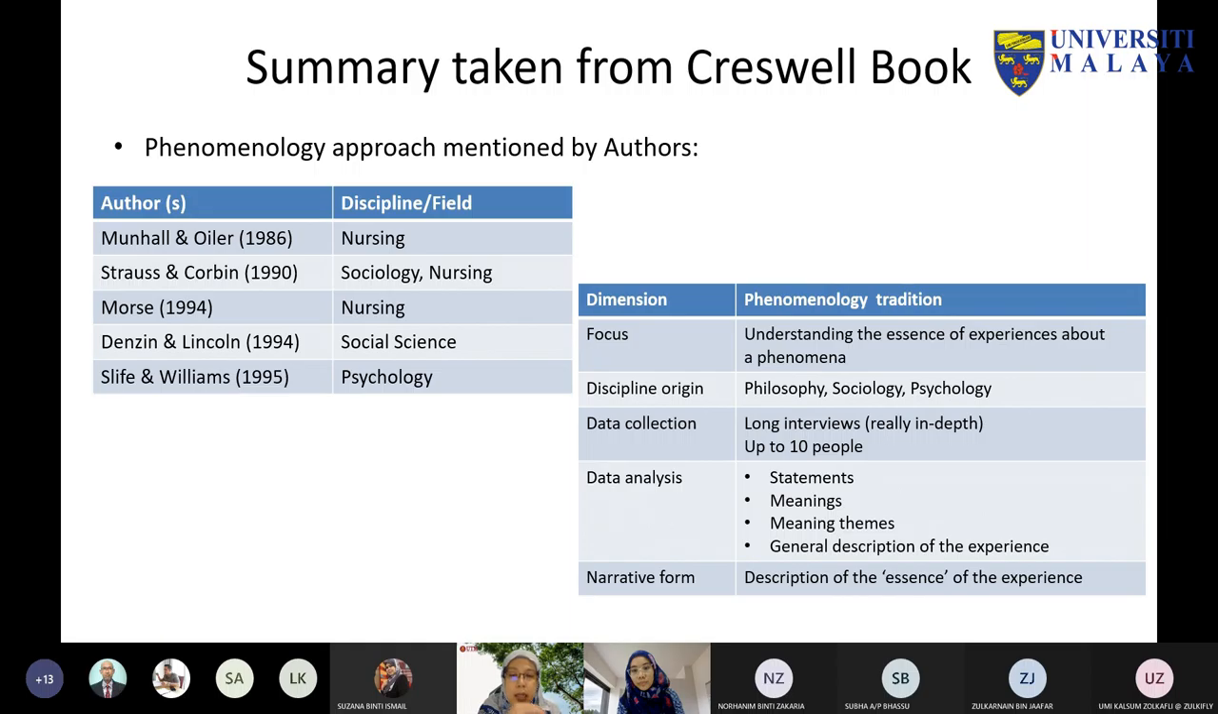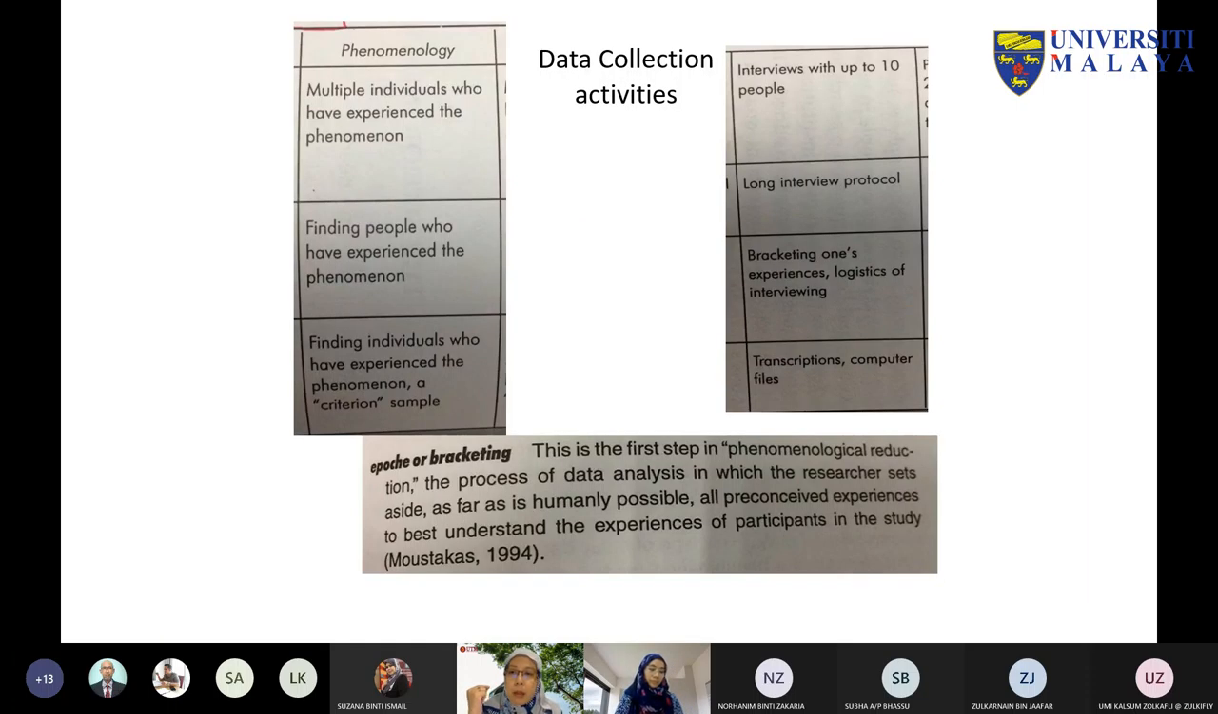So what is the focus? The tradition is the essence of the experience about the phenomena. You are going to study the participant as actor, bracketing their experience. Data collection is long and really in depth. It can be as minimum as two people only. Data analysis is similar, and you can also do content analysis later. I will show you about content analysis as part of the data collection technique. You can adopt it with the other approaches we learn today. However, when the writing comes down, it is in narrative form, a description of the essence of the experience.